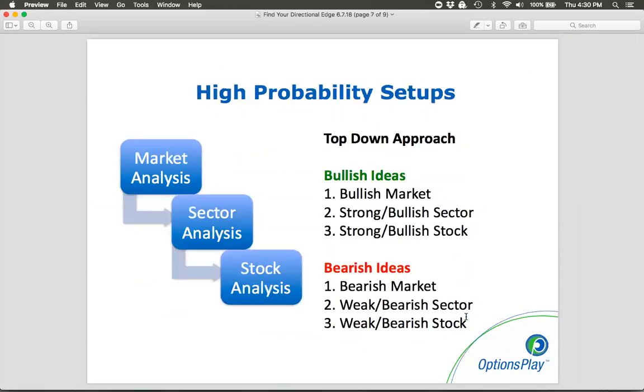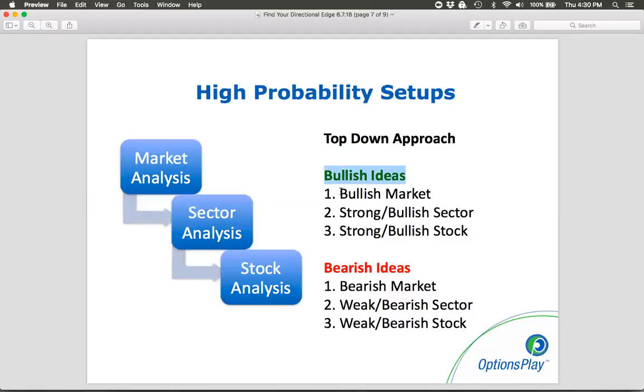You all come to OptionsPlay looking for different ideas. I'm sure every single one of you, regardless of where you trade, are always looking for new ideas. And what I propose here is using what we call a top-down approach to find high probability setups. It's really simple. It's really taking a look at 3 different things and helping each one of these things line up in your favor to find the highest probability trades. So when we're thinking about bullish ideas, what we want to do is have the market, the sector, and the stock all align with us.